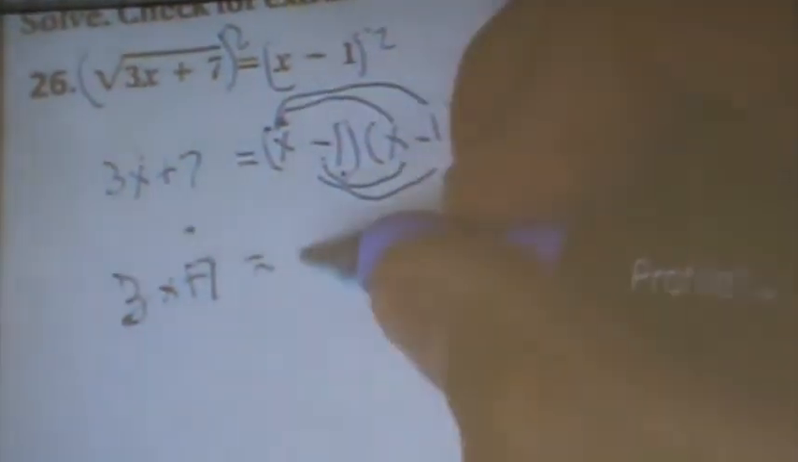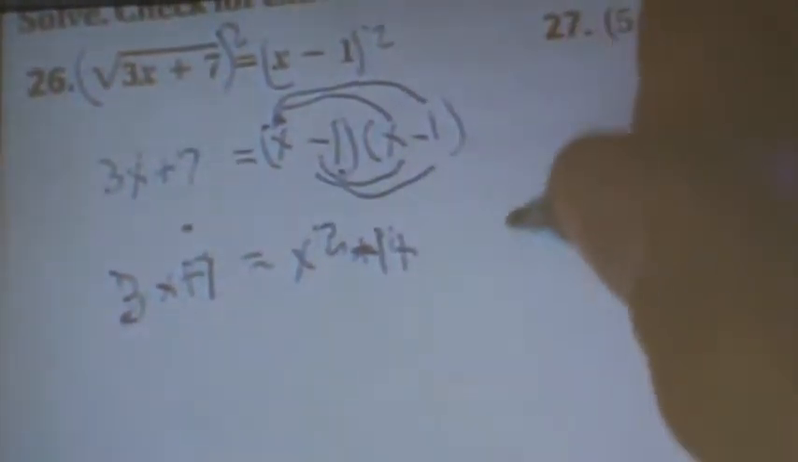So it would be 3x plus 7 equals x minus 1, and then another x minus 1. And then it would be 3x plus 7 equals x squared, minus 1x, and then minus another 1x, and it'd be plus 1. Sorry.